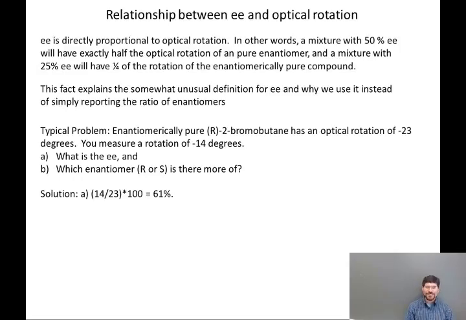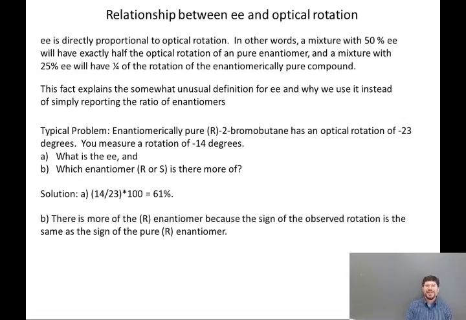So let's solve this problem. First, to get the EE, you simply take 14. You ignore the sign for now. You take 14, put it over 23, punch those numbers into your calculator, multiply by 100, and you will get that this particular sample has an EE of 61%.